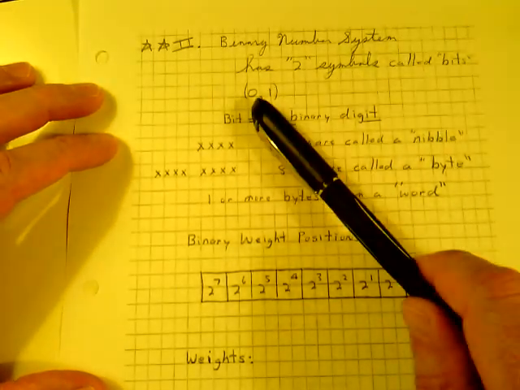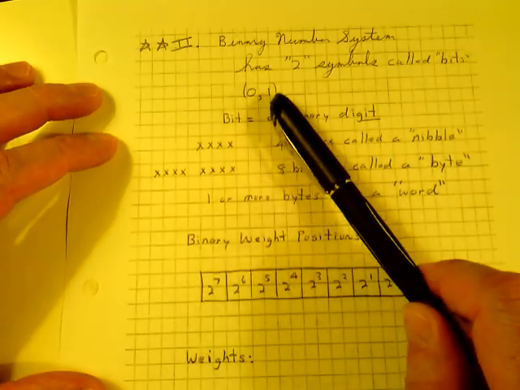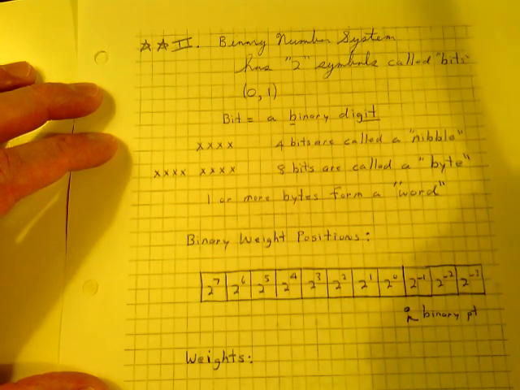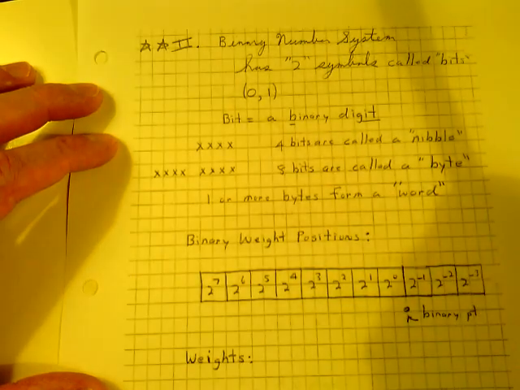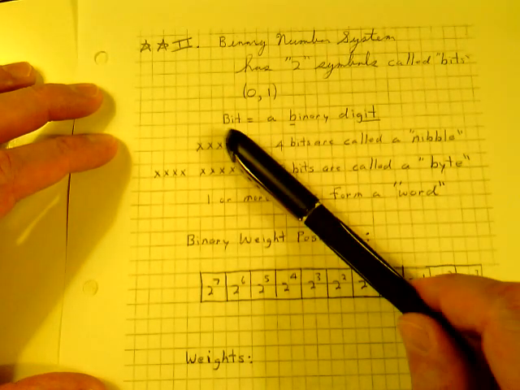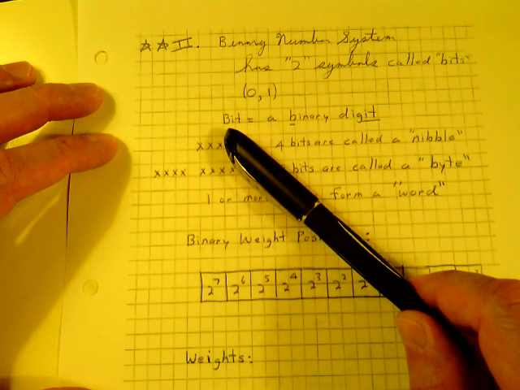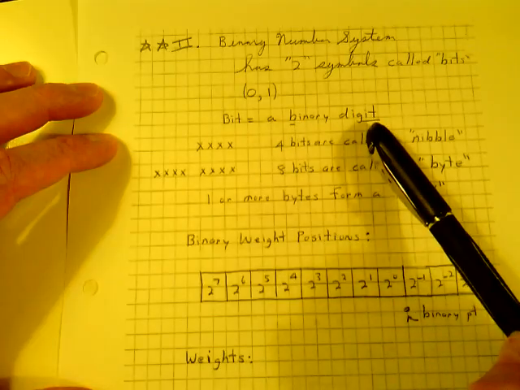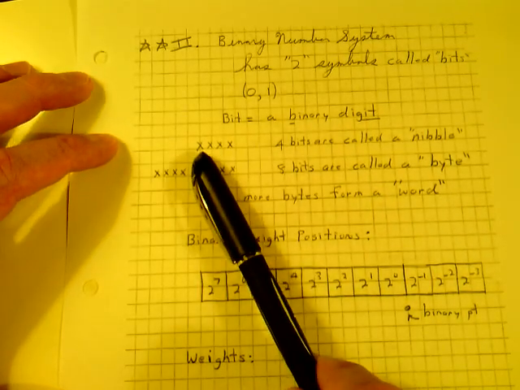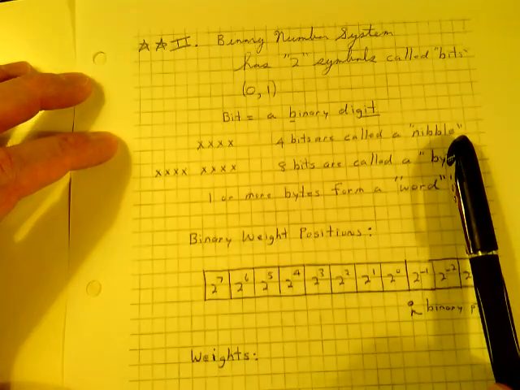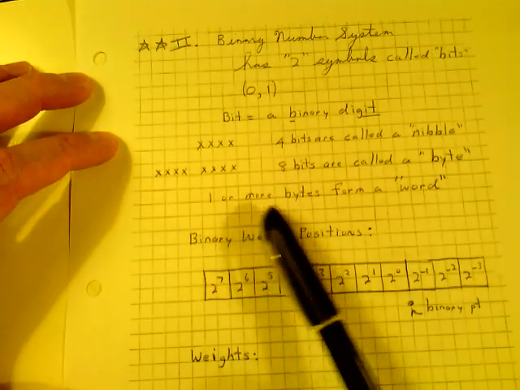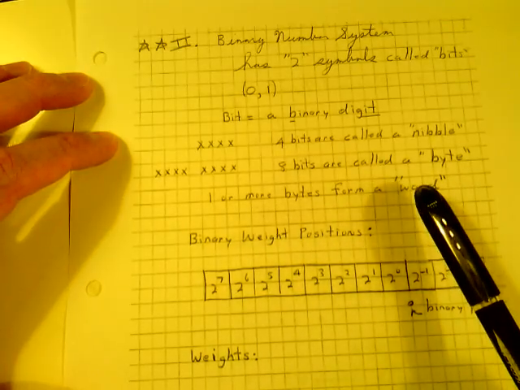The binary number system has 2 symbols called bits, a 0 and a 1. And that 0 and a 1 could represent a lot of different things. In our course, the 0 is going to be represented by 0 volts ideally, and the 1 is going to represent 5 volts ideally. A bit, which you've heard the terminology, is a binary digit. It's an acronym for binary, B, digit, IT. And when you put 4 of these bits together, you get a nibble. And if you put 2 nibbles together, you get 8 bits, which is called a byte. And 1 or more bytes form a word.